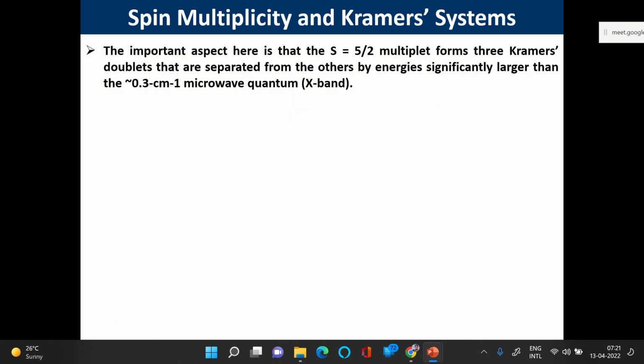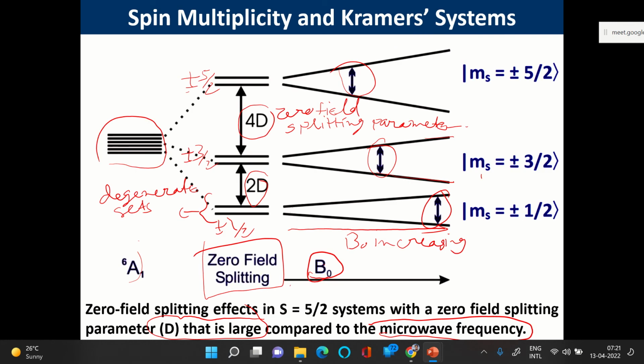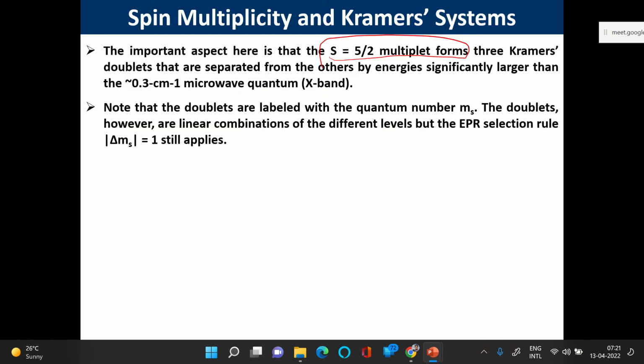It is important to note here that these are the Kramer doublets. Each one of them is called a Kramer doublet that we have obtained in the spectrum. When we analyze the spectrum, we will get three peaks, each corresponding to the transition between the Kramer pairs, right? As shown in the picture, look at the picture, the separation is much larger than the splitting caused by the magnetic field B naught. So these are the points that you take care of if you are drawing such a thing.